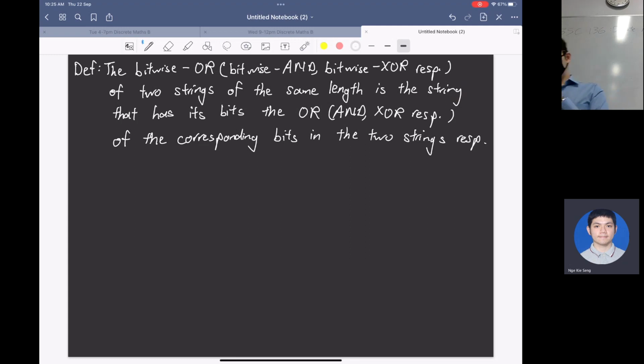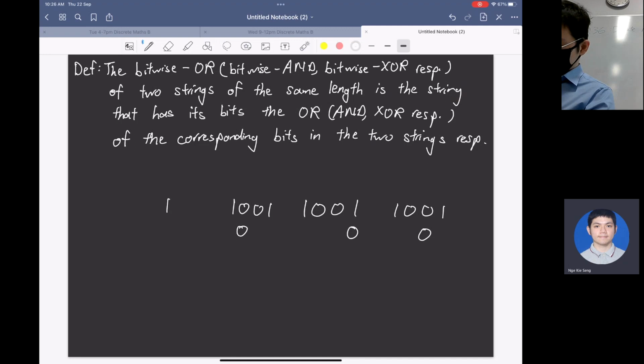The reason why you want to add two strings of the same length is because, for example, if you want to add these two together, where do you want to put them? Do you want to put like this? Or like this? Or like this? But if they are the same length, there's no ambiguity. We can do this.